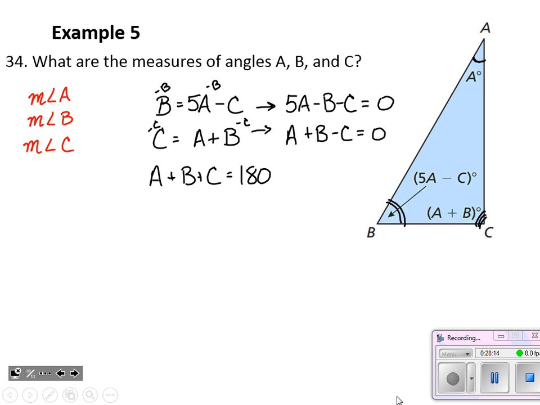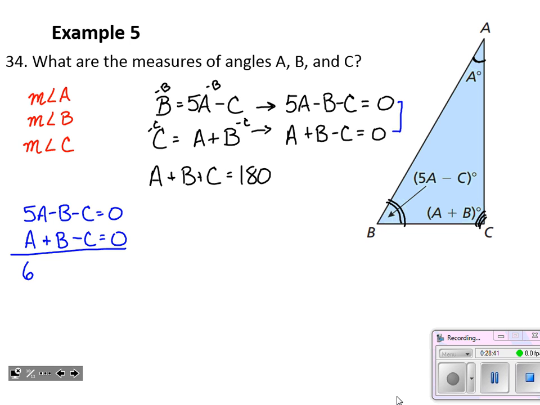And in looking at these, I noticed that it looks like the b variable is going to be pretty easy to cancel out. So my first task, I'm going to combine these first two equations in blue because b is already set up to eliminate there. So I've got 5a minus b minus c equals 0, and a plus b minus c equals 0. If I combine my like terms, that's 6a minus 2c equals 0, and I'm going to box that one up. That's an equation that now has two unknowns in it.